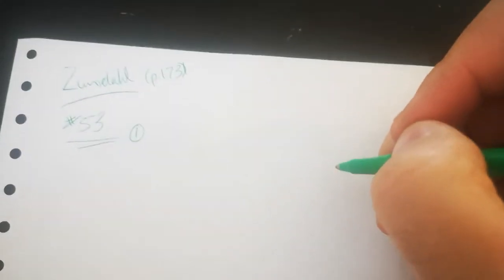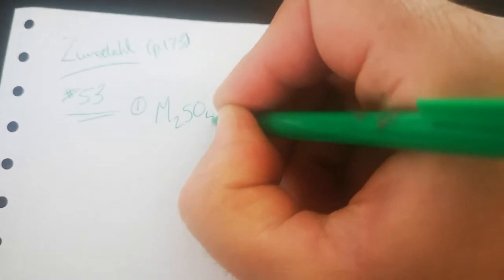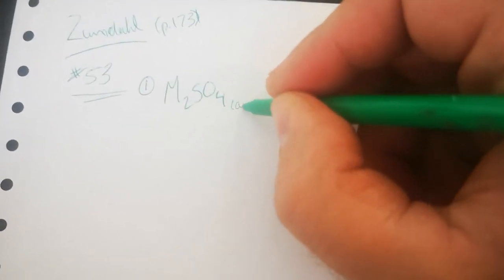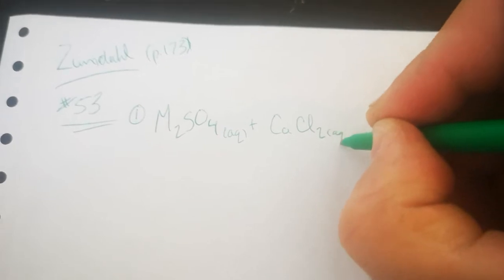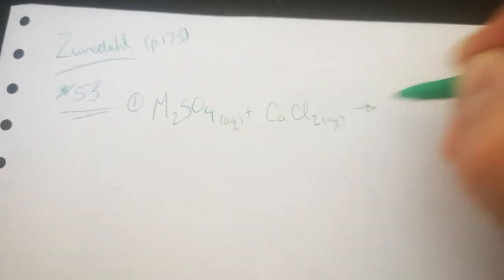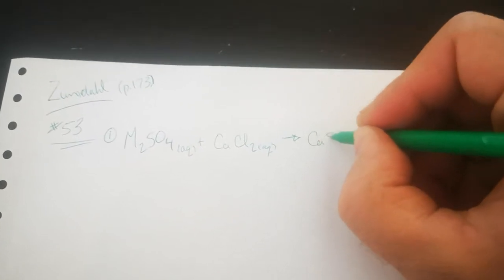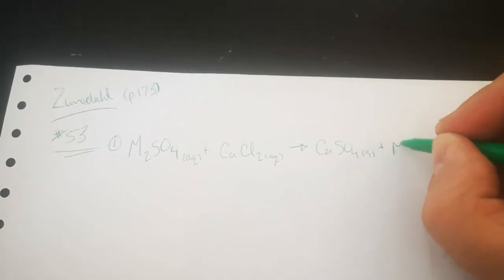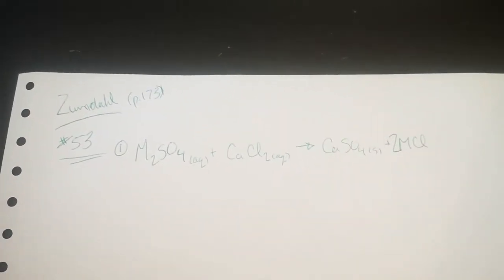Alright, so from the information so far, the first thing I think we should do here is set up a balanced equation. In our balanced equation, M2SO4, where M represents our unknown metal from group 1, we're told it's a solution. We're going to combine that with calcium chloride, CaCl2, an aqueous solution. And on the product side, we've got calcium sulfate, that's our solid, and we have 2 MCl. So we have our balanced equation.